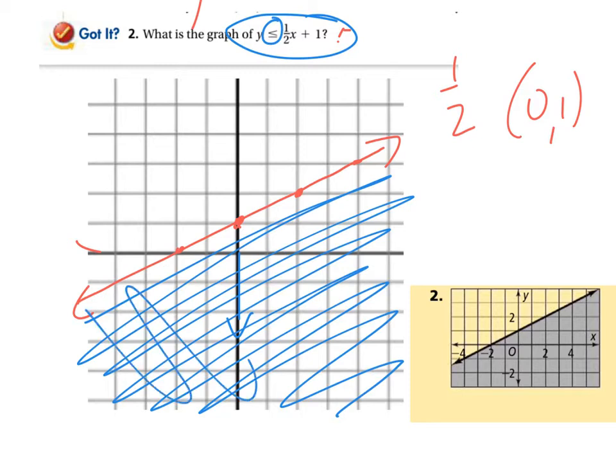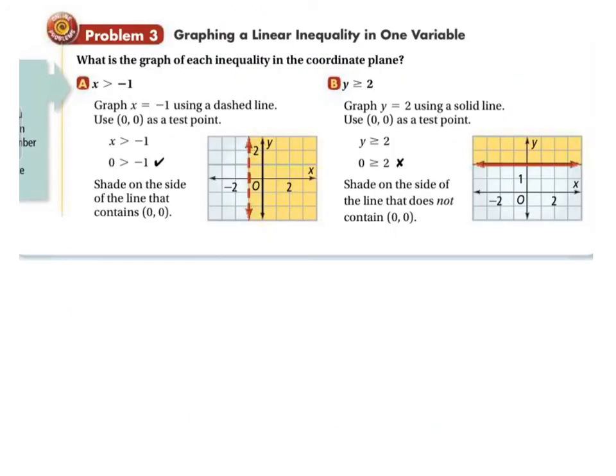Now you get fancy and go along like that, but I don't care. So there you go. Don't just scribble in the middle. Make it really clear so I can tell. And pay attention to whether or not the line itself is dashed or filled in. Okay, so now graphing a linear inequality in one variable.